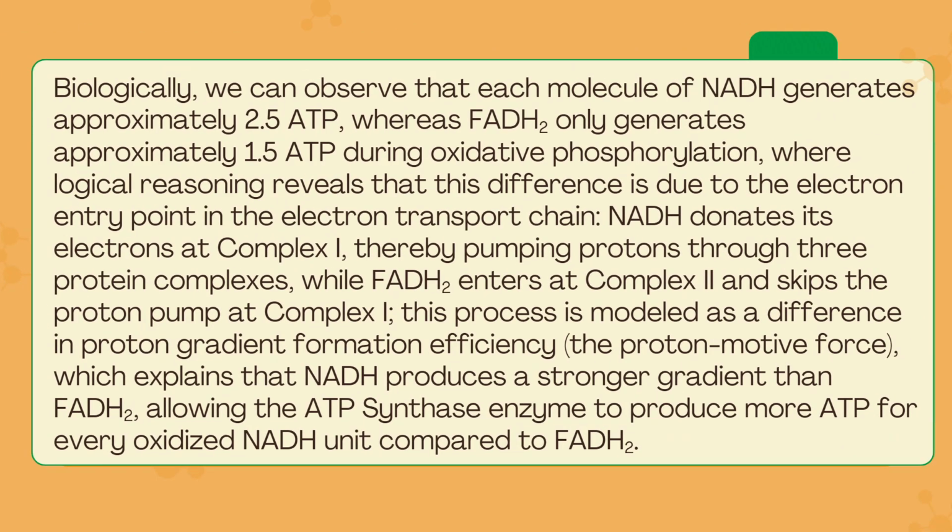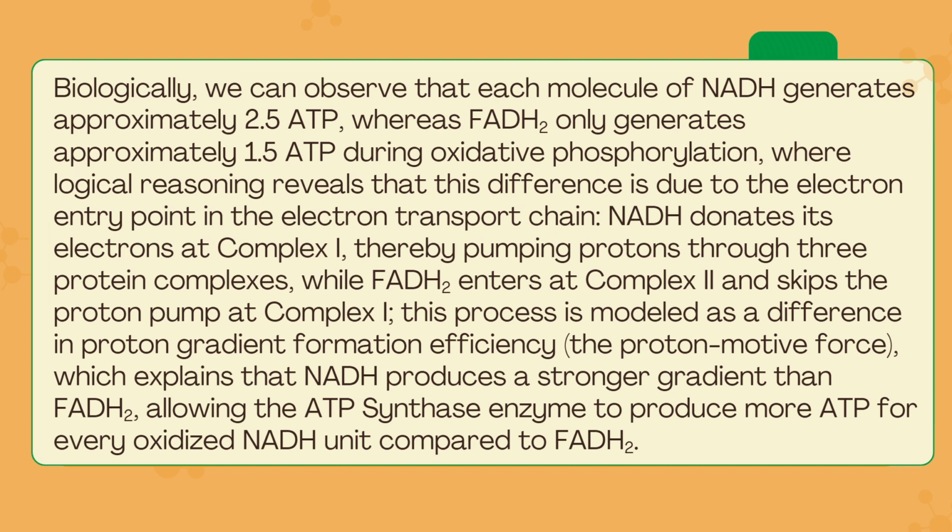Biologically, we can observe that each molecule of NADH generates approximately 2.5 ATP, whereas FADH2 only generates approximately 1.5 ATP during oxidative phosphorylation. Logical reasoning reveals that this difference is due to the electron entry point in the electron transport chain. NADH donates its electrons at complex 1, thereby pumping protons through 3 protein complexes, while FADH2 enters at complex 2 and skips the proton pump at complex 1.